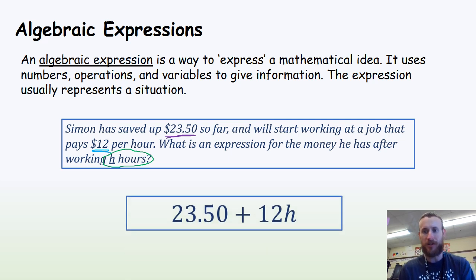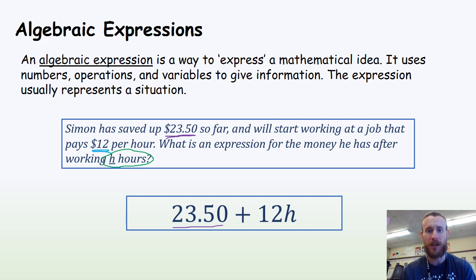So let's see what the expression might be for this situation. So this is the expression. You can see it's 23.50 plus 12h. So why is that? Well, the 23.50, clearly that's coming from the very first information we had. So 23.50 is what we call a fixed amount, right? He has that much money so far. So there it is, right there, first thing in the expression. And it comes first. If you read it first in the sentence, it's going to come first in the expression. That's just good form.